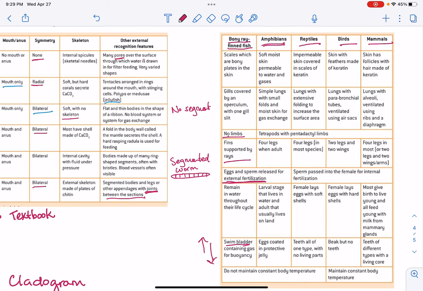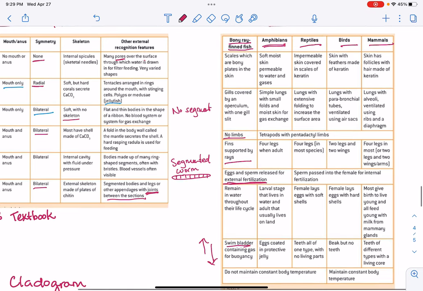Amphibians are really cool. Miss Schaefer knows all about amphibians. Feel free to ask her. She'll tell you all kinds of weird stuff. But amphibians are really cool because they're kind of like the bridge between fish and reptiles, mostly because they're semi-aquatic. So they have some really cool features.